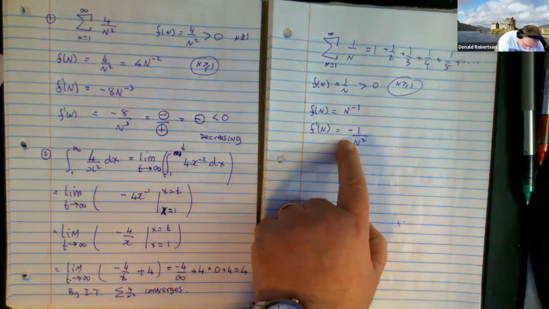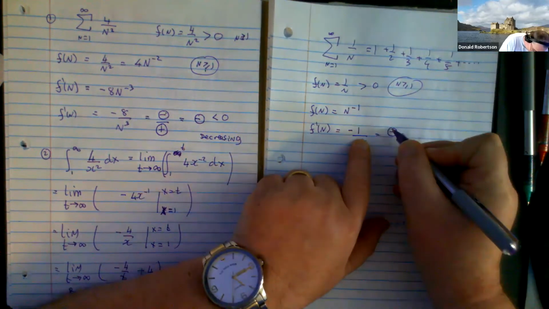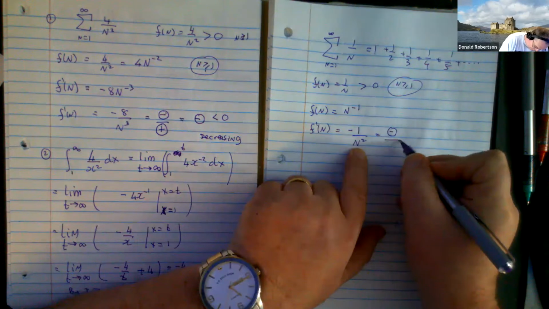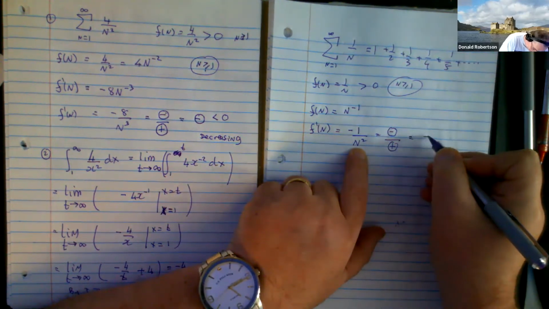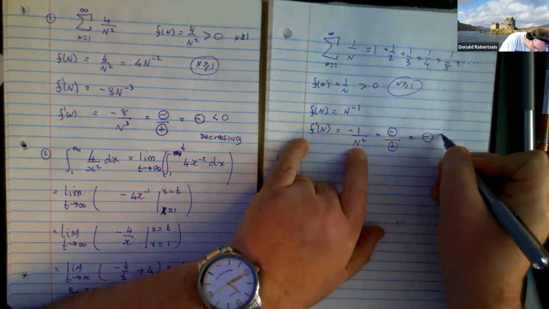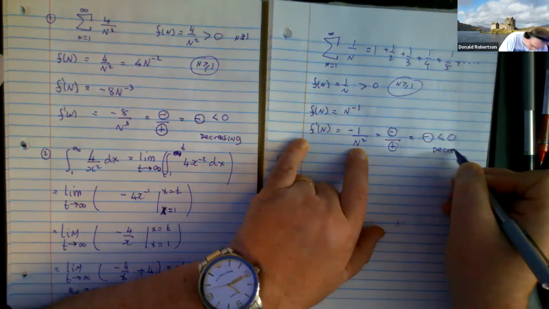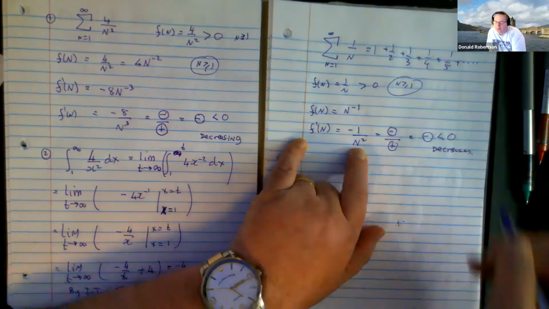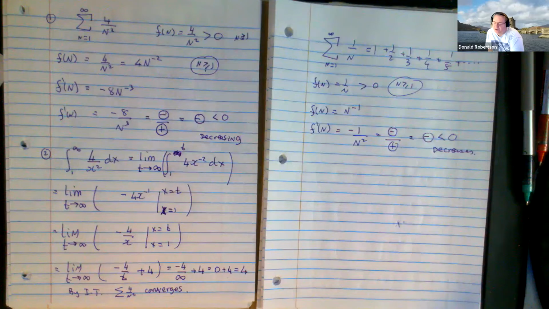Okay. Now, would you agree that negative 1 is always negative? Would you agree that n squared is always positive? So a negative on the top divided by a positive on the bottom means that the derivative is negative, and so we have now proved that it decreases. So that's the preamble. You must prove that the series is positive and decreases before you even attempt the final step. So let's do the final stage then.